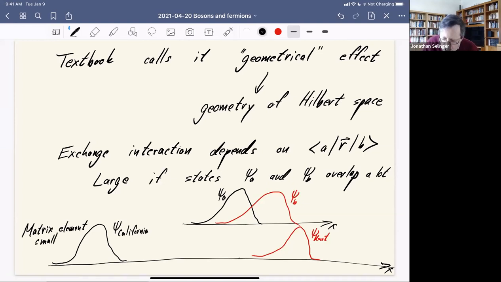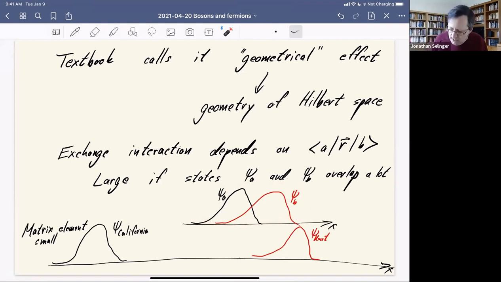And so for that reason, the exchange interaction is small. You don't really care whether you have a symmetric or an anti-symmetric state between an electron in California and an electron in Kent, because of the lack of overlap region, the physical consequence is small. But when the electrons are right up close to each other, that's where it's a big physical effect.